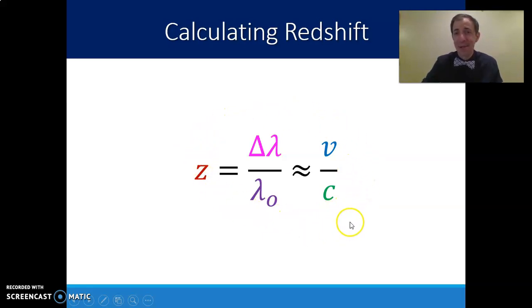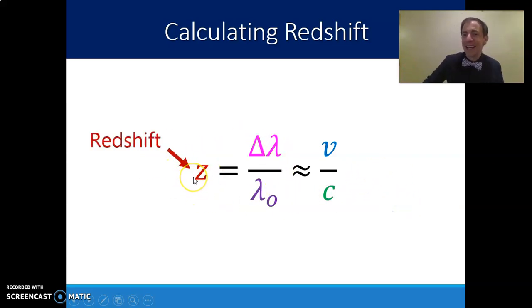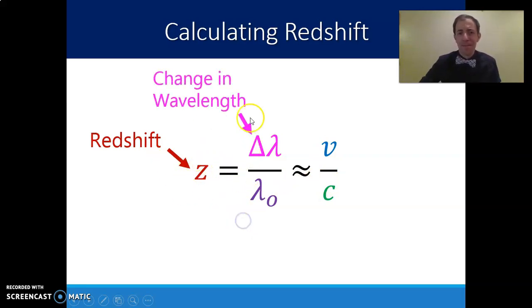Now, it looks like a crazy series of alien letters and symbols. So let's break down what these different symbols are representing. Z, in this case, is our variable to represent redshift. The value of Z isn't as important as this relationship here. So Z is going to be the same if you're talking about wavelength or velocity, but for now, we're not going to worry too much about Z itself.